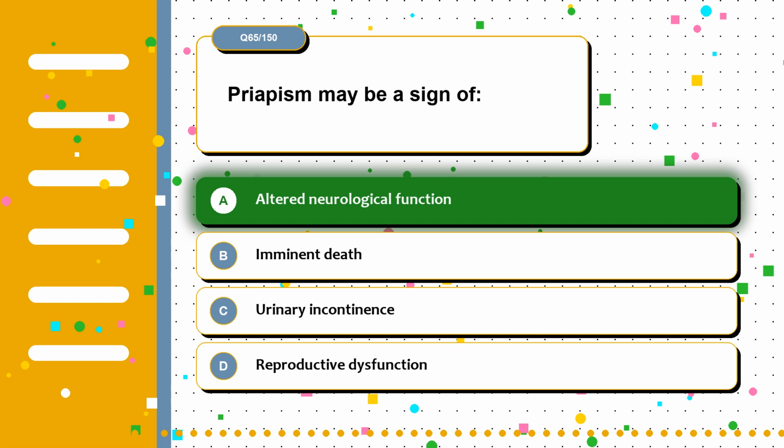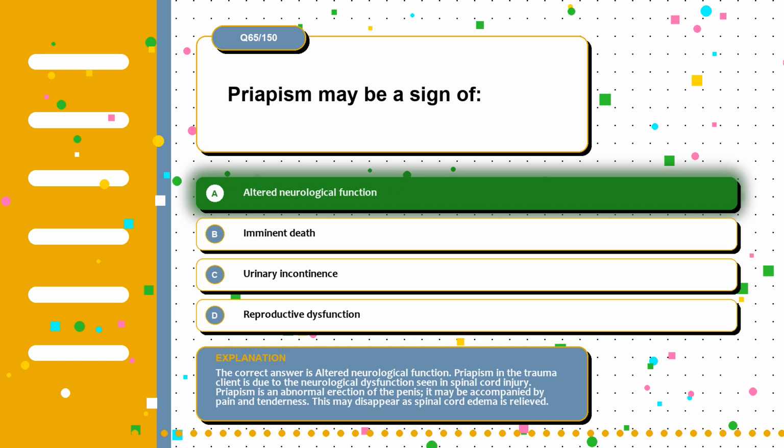The correct answer is option A, altered neurological function. Priapism in the trauma client is due to the neurological dysfunction seen in spinal cord injury. Priapism is an abnormal erection of the penis. It may be accompanied by pain and tenderness. This may disappear as spinal cord edema is relieved.